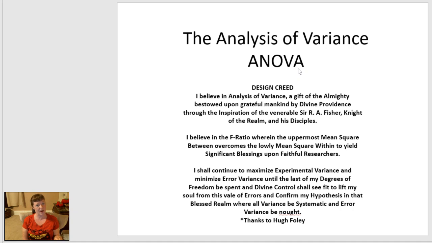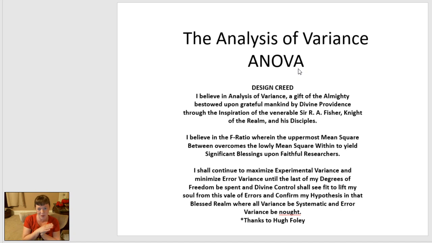Because an ANOVA is an inferential test statistic that we're going to use to ask and answer a research question that uses the variance. We're going to calculate multiple different types of variances to get at our inferential test statistic that we're going to use to reject or fail to reject a null hypothesis.